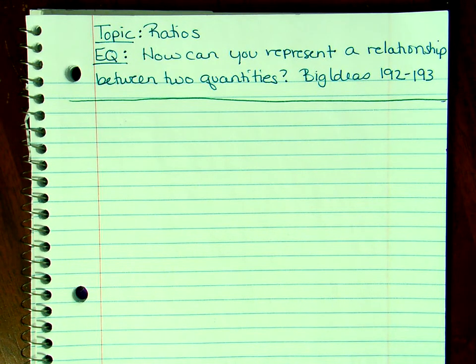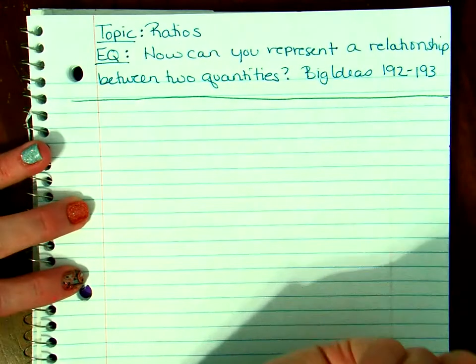Good morning. Today we're going to talk about ratios and how you can represent a relationship between two quantities. This is from your Big Ideas Math sections 5.1, 5.2, and pages 192 to 193 if you want to go back and see what they have to say. So we're going to start off with a definition. Obviously, pause the video at any point if you need to slow down or if you need to go back to write down anything. So the first thing we need to do is define what a ratio is.